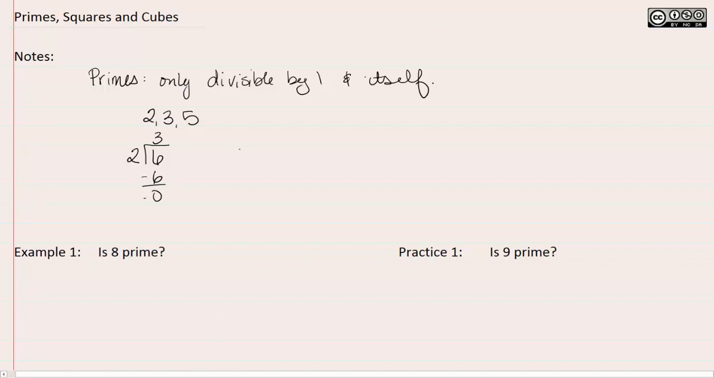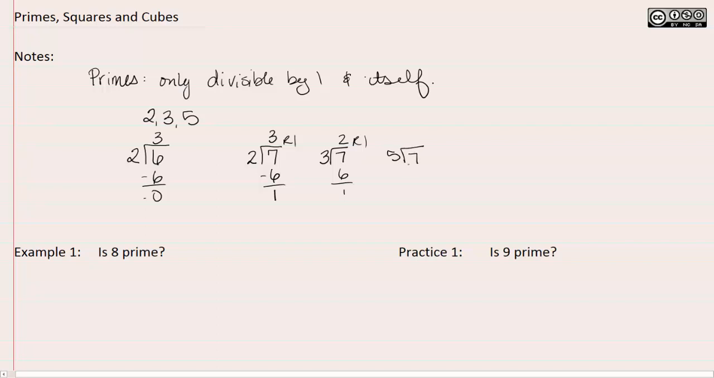Let's try the next number. Let's see if 7 is prime. First we'll try dividing 7 by 2. 2 goes into 7 3 times, leaving me with a remainder of 1. So it doesn't divide by 2. Let's see, does it divide by 3? Because 3 is the next smallest. 3 goes into 7 twice with a remainder of 1. So it's not 3. Let's try 5.